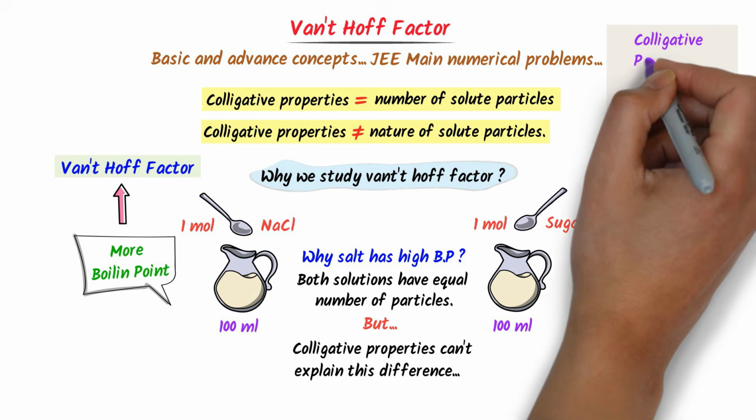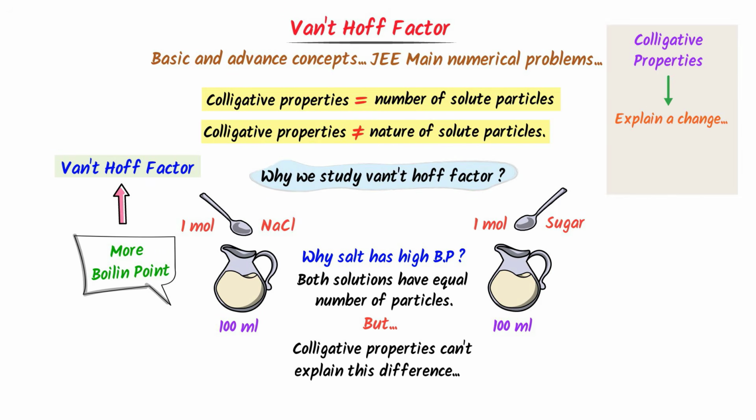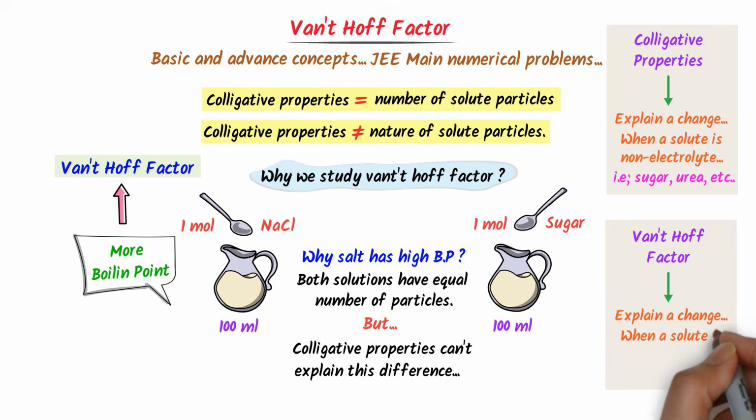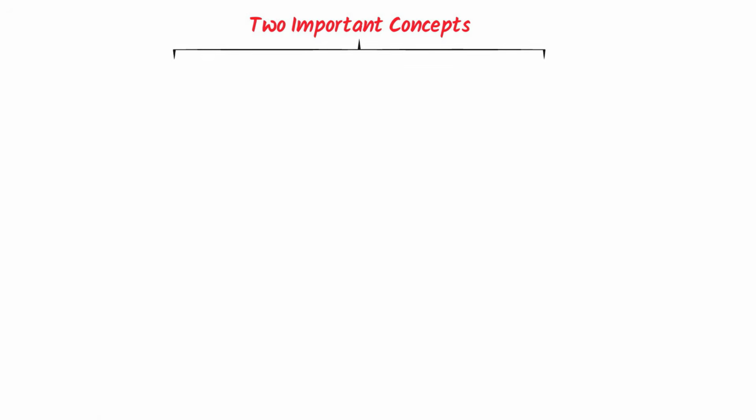Remember that colligative properties only explain any change or elevation when a solute is a non-electrolyte, like sugar, urea, etc. While we need to study Van't Hoff factor when a solution is an electrolyte, like sodium chloride, magnesium chloride, etc. Now we will learn two important concepts to master Van't Hoff factor: degree of dissociation and degree of association.